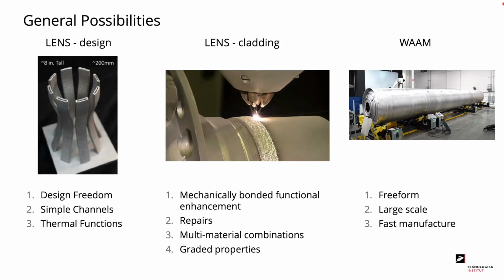If we have a look at the general design possibilities, for lens, some of the possibilities are a high degree of design freedom. We can create simple channels which have thermal functions. For lens and the cladding process, we can create mechanically bonded functional enhancements. We can use it for repairs, and we can use it for multi-material combinations. Finally, we can create graded properties. For WAM, the primary benefits are that we have free-form manufacture, it is large scale, and it is fast.